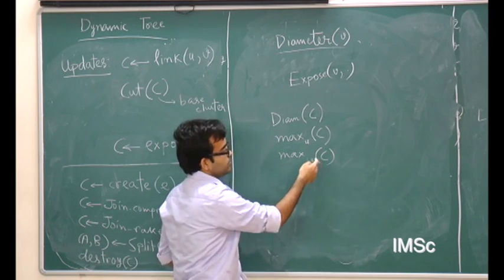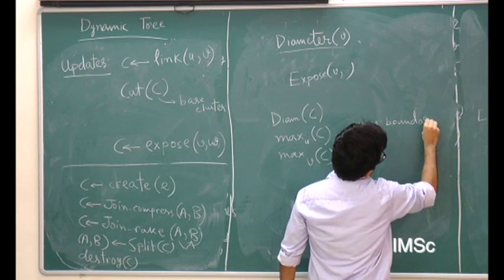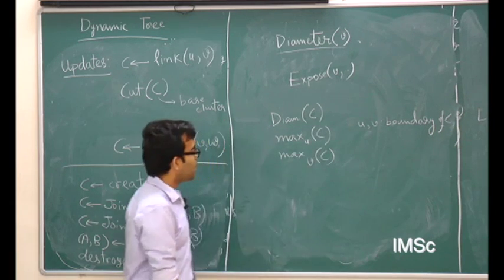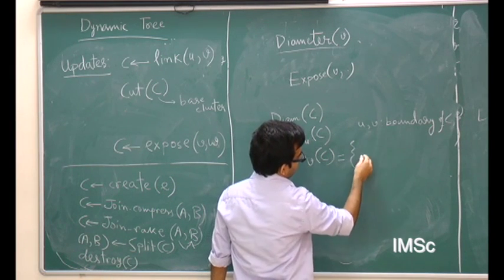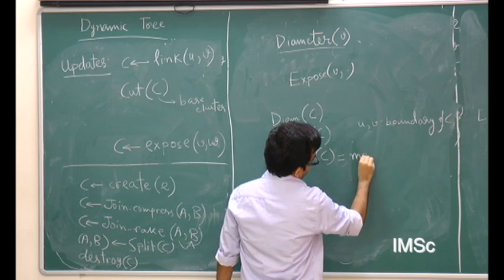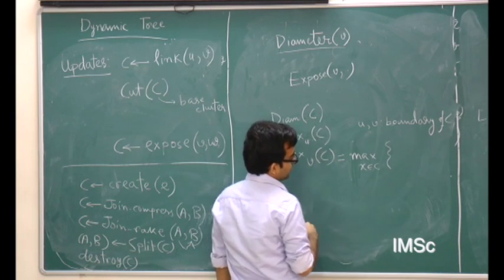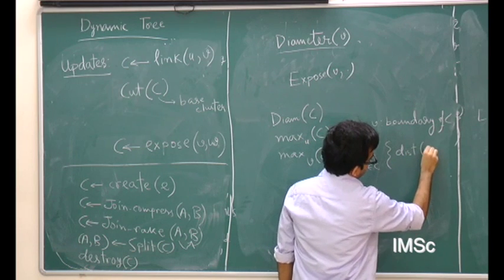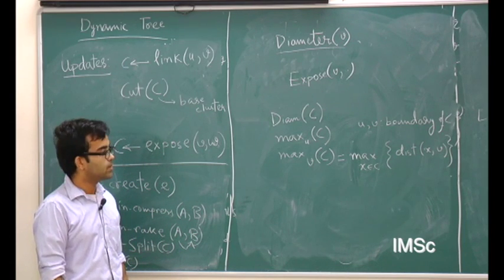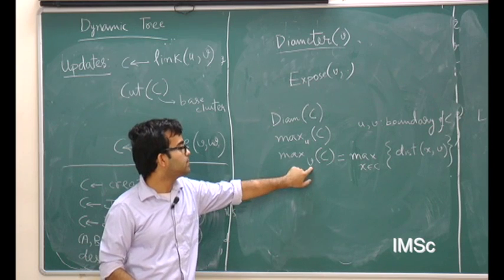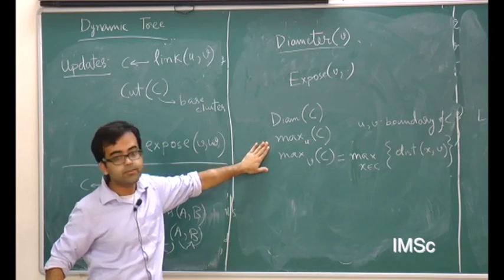What is this? U and V are the boundary vertices. So, U comma V are the boundary of C. Max U of C means, I am just going to define max V of C here. It just says look at all the nodes in C, what is the maximum distance from this boundary node. So, just ask which is the node farthest from this boundary in C and what is the distance of that node from this boundary. You just store these three fields.